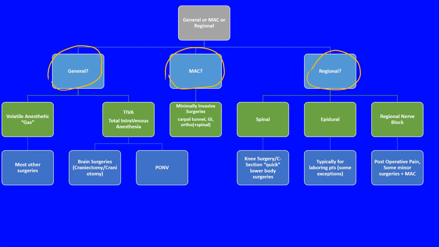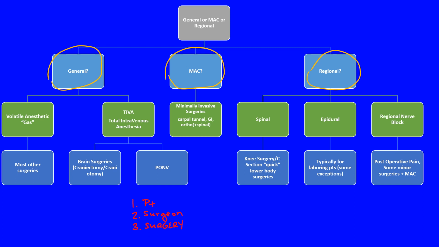So how do you know which one to use when? Well, in most cases, it is dependent upon the patient, the surgeon, and the surgery. So what do I mean by that? Well, if it is a healthy ASA 1, no comorbidities, and it's a simple procedure, like a carpal tunnel surgery, you can probably get away with a MAC anesthetic and some local injections, and the patient will be fine.